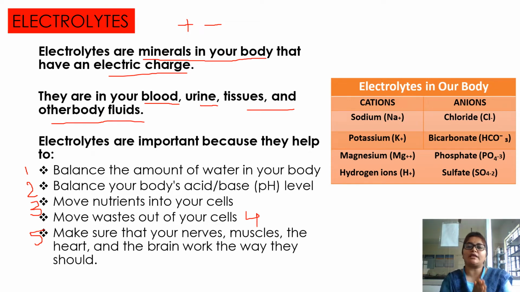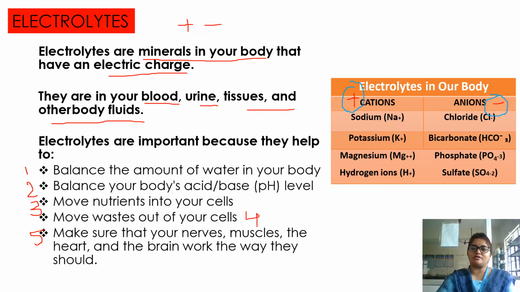That means all these vital organs inside the body should maintain their proper function within the body. So these are the various functions of the electrolytes; to maintain these functions inside the body, the electrolytes are important. So we have cationic electrolytes and anionic electrolytes. The cationic electrolytes are the ones having the positive charge, and the anionic electrolytes are the ones having the negative charge.